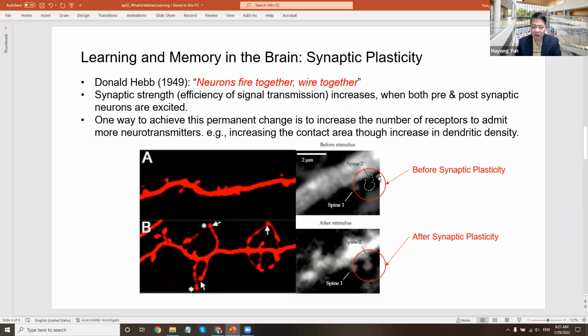You can see that there was nothing in here before the learning, but afterwards some branches increased, isn't it? It's that it increased the number of receptors or increased the contact area and things like this. So this kind of thing is actually really happening here. Right? So now, with modern science, we are able to see it.